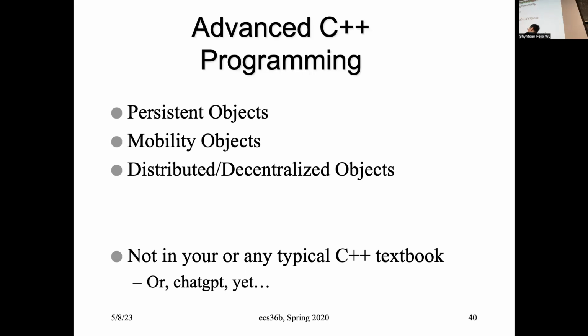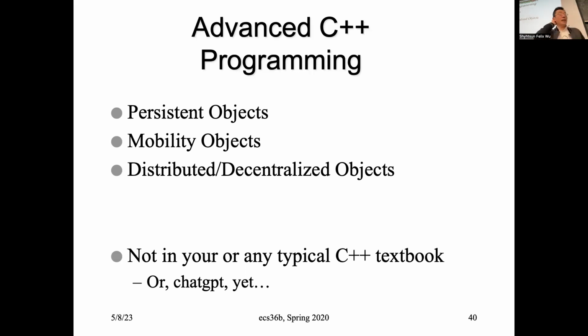A mobile object is when I have an object on this machine, but at some point I realize I really don't want this object to be on my machine. I want to move this object to somewhere else, so I can let the object interact with whatever I want at a different location. So this is called object mobility.